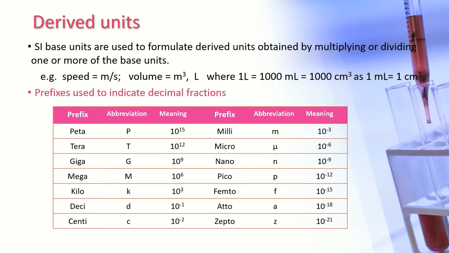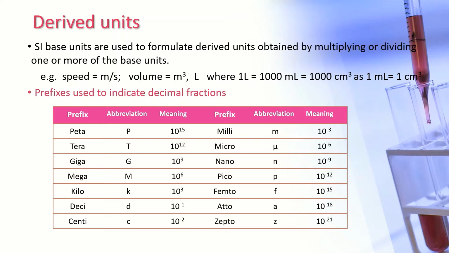Prefixes are used to indicate decimal fractions. Prefix, for example, peta is abbreviated as capital P, meaning it is 10 to the power of 15. Prefix tera, or capital T, is 10 to the power of 12. Kilo, small k, is 10 to the power of 3.